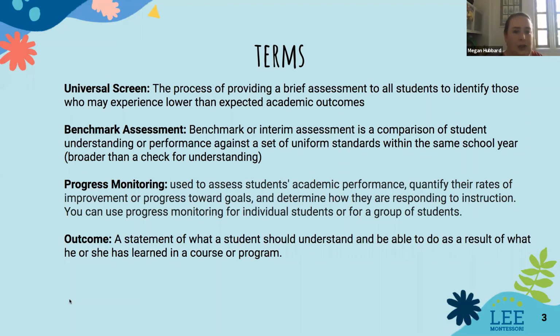Progress monitoring is used to assess students' academic performance, quantify their rates of improvement or progress towards goal, and determine how they are responding to instruction. Progress monitoring can be used for individual students or for a group of students. And when we talk about outcomes, we're talking about a statement of what a student should understand and be able to do as a result of what he or she has learned in a course or program. Those are very basic terms that are universal, not specific to Montessori. All right, next slide.